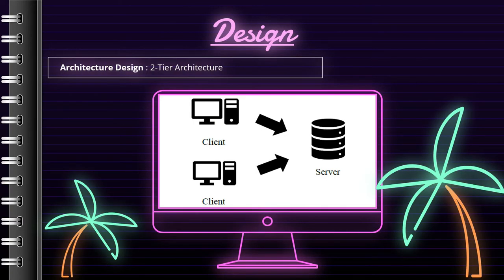Okay, I'm Muhammad Syafiq Firdaus and I'm going to explain about this system's database architecture. For this architecture design, we use two-tier architecture so that the client and the server are not on the same machine. For example, the client is on the PC and the server is on a separate machine.